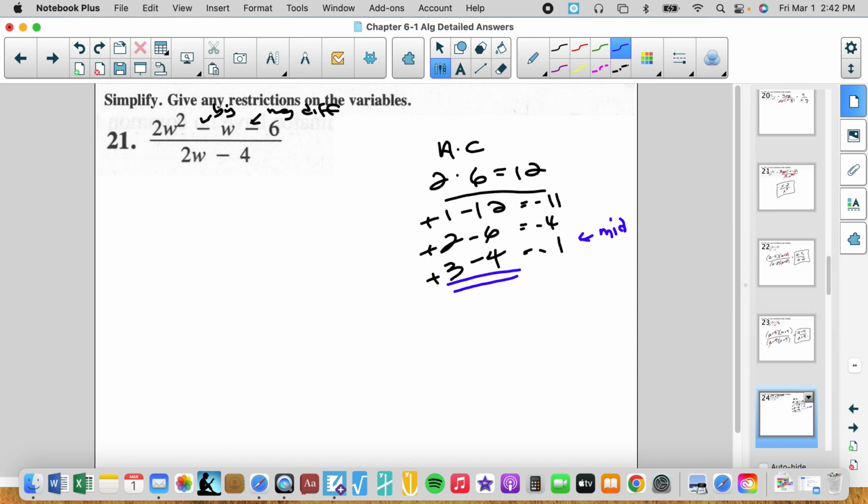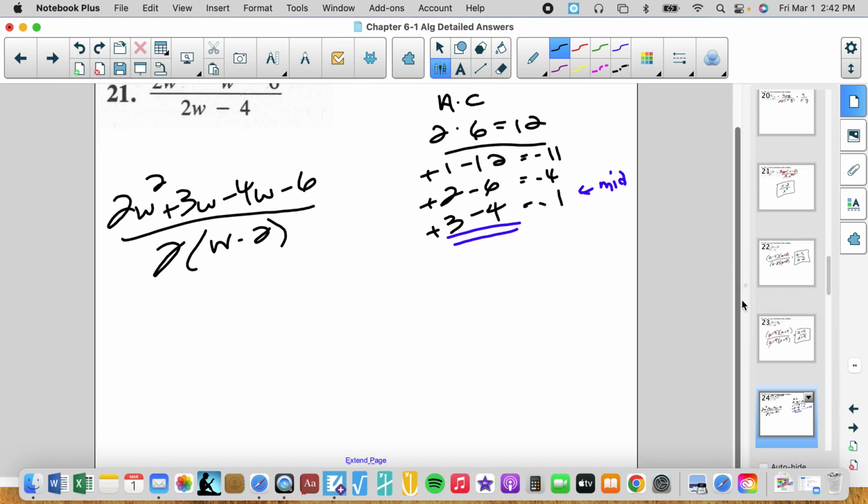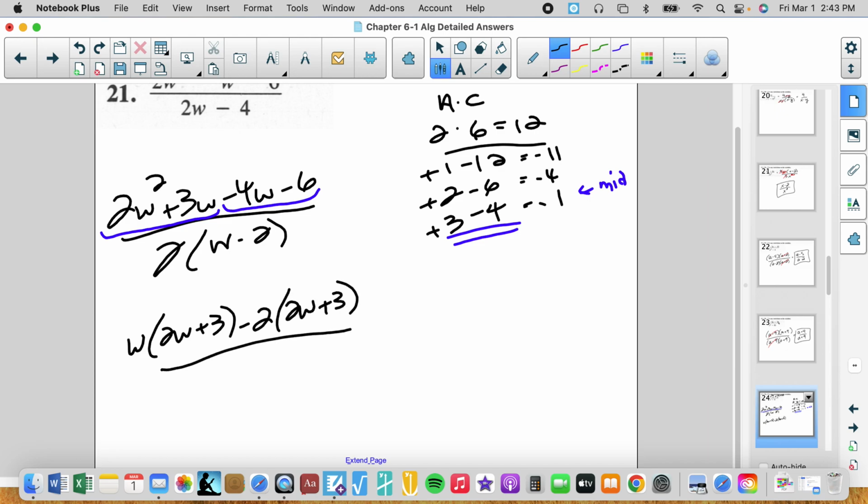So I'm going to use these two, and that's going to be 2w squared plus 3w minus 4w minus 6 all over. We'll factor that out. We can do that step. And let's do factor by grouping for these. We'll factor group, factor group. We'll factor out a w. We get 2w plus 3. We'll factor out a negative 2, and we get 2w plus 3 all over 2 times w minus, whoop.